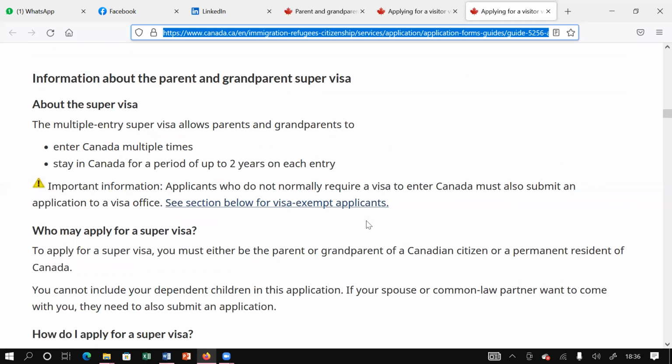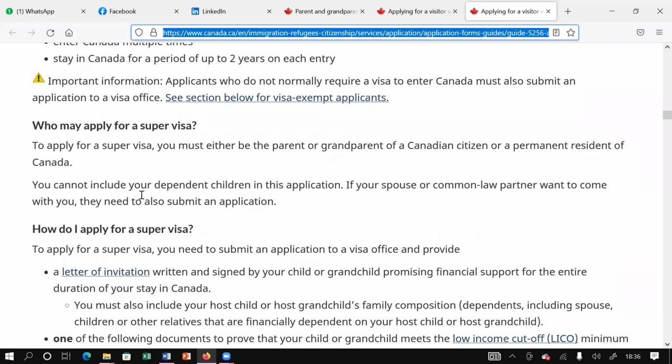The multiple entry super visa allows parents and grandparents to enter Canada multiple times and stay in Canada for a period of up to 2 years on each entry. Applicants who do not normally require a visa to enter Canada must also submit an application to a visa office. Who may apply? To apply for a super visa, you must be the parent or grandparent of a Canadian citizen or permanent resident of Canada. You cannot include your dependent children in this application. If your spouse or common law partner wants to come with you, they also need to submit an application.